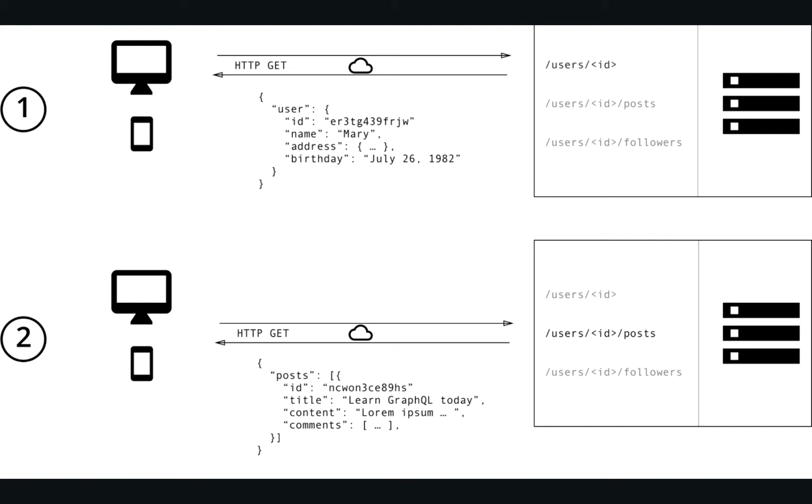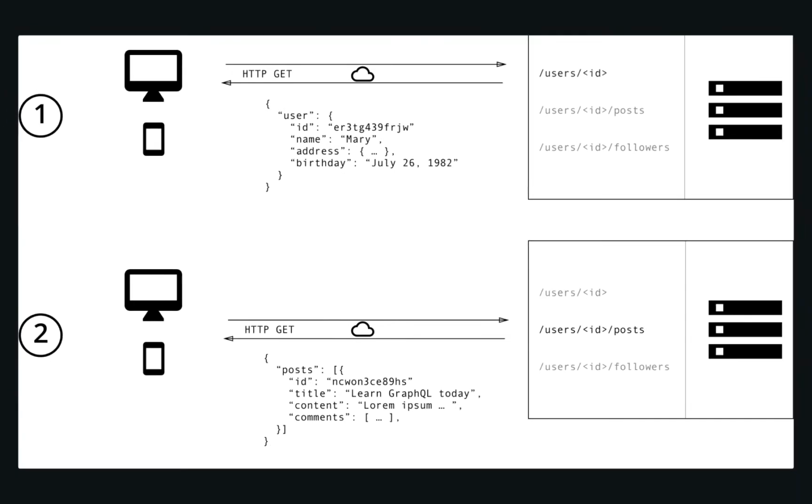If you look at the traditional REST APIs in the picture, if you want to get the user with a particular ID, you should have one endpoint, and if you want to get the posts for that particular user, you need to use a different endpoint. Similarly, if you want to get the followers of that particular user, you need to use a different GET endpoint. You need to define those endpoints independently to get these values.